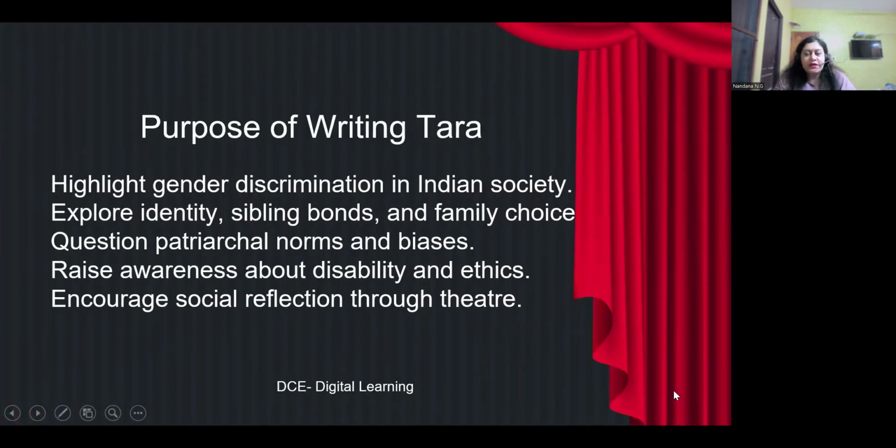The purpose of writing Tara. Definitely, it is to highlight gender discrimination in Indian society. Mahesh Dattani also tries to explore identity, sibling bonds, and family choice. Mahesh Dattani also tries to question patriarchal norms and biases. Through the course of this play, he tries to raise awareness about disability and ethics, and encourage social reflection through theatre.